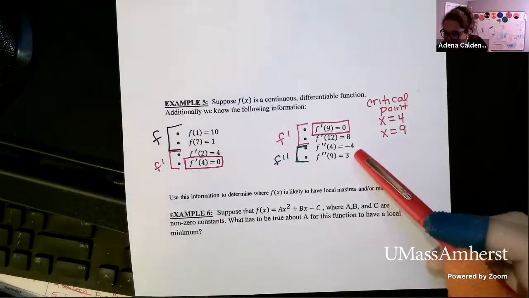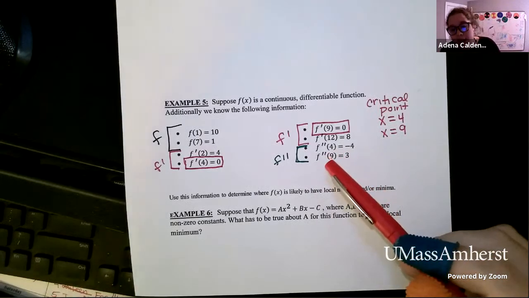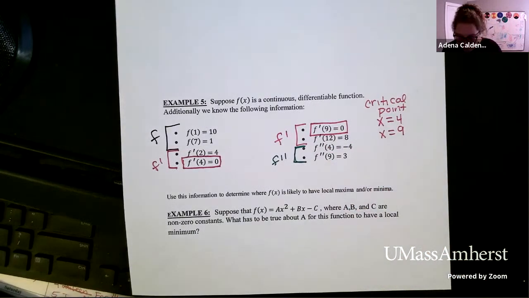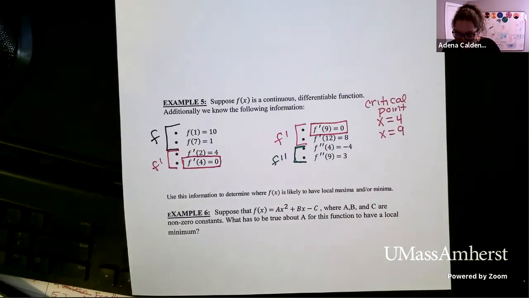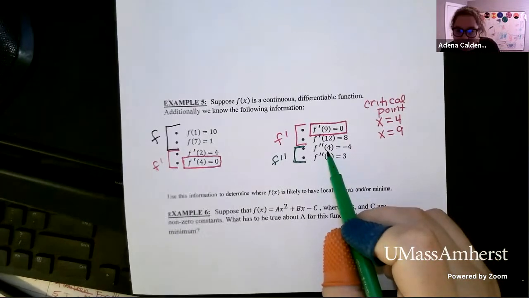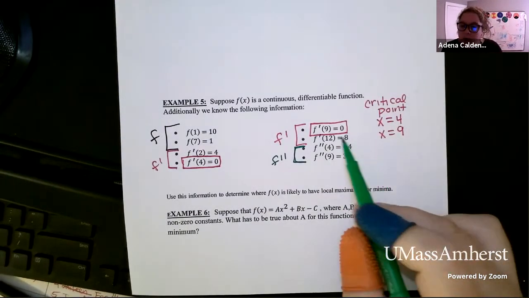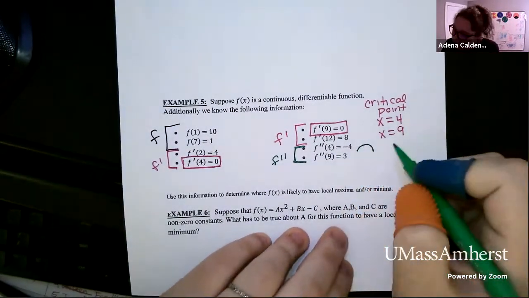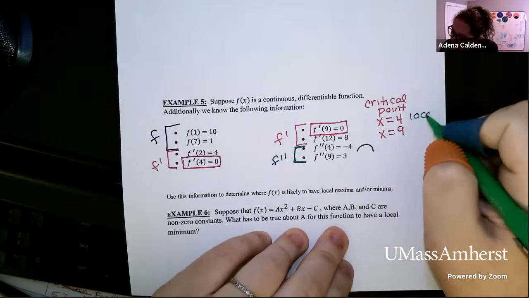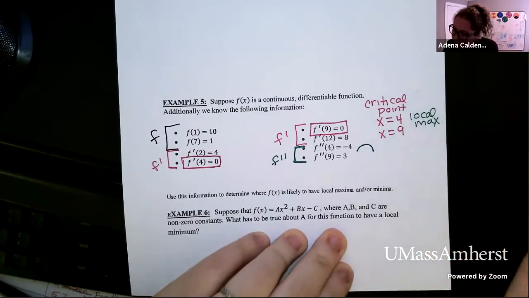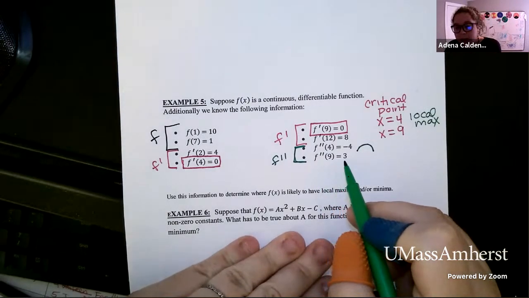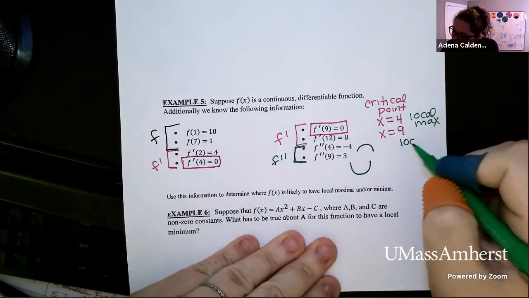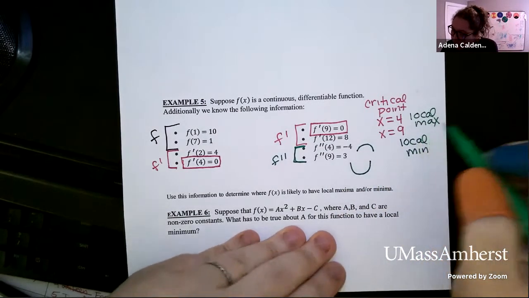But then if I look at the second derivative, I notice that I've been given values at 4 and 9. Those are the particular points where I had critical points. So here I can use the second derivative test to figure out what type of critical points 4 and 9 are. So the second derivative at 4 is negative. If we're negative, we're concave down. So that tells me that 4 is a local max. The second derivative at 9 is positive 3, which means it's concave up, which makes 9 a local min.